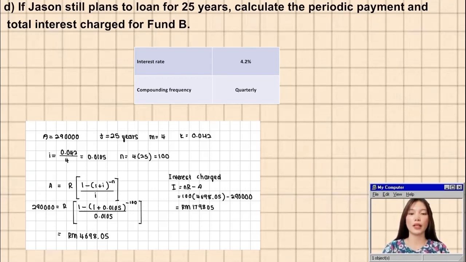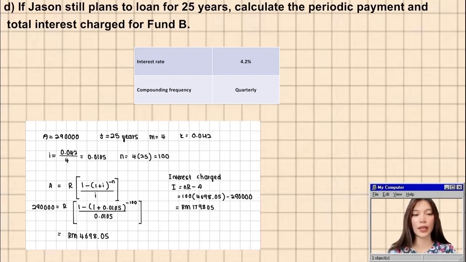290,000 equals R open bracket 1 minus open bracket 1 plus 0.0105 close bracket to the power of negative 100 over 0.0105 close bracket. The answer for the periodic payment for Fund B is RM4698.05.